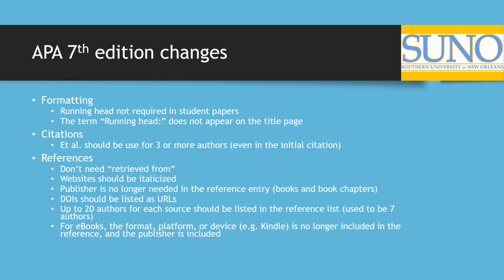Here are some of the notable changes in the APA 7th edition versus the 6th edition. 1. The running head is not required for student papers. 2. The term running head does not appear on the title page anymore. 3. The phrase et al. should be used for works with 3 or more authors. 4. The phrase retrieved from is no longer necessary for websites. 5. Websites are italicized now. 6. The publisher is no longer needed in the reference entry. This is referring to books and chapters within books.